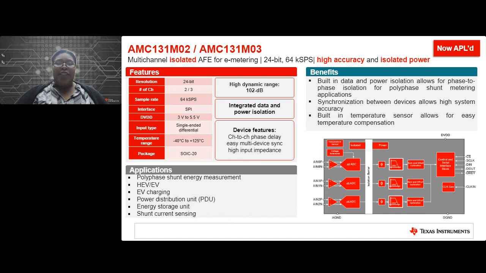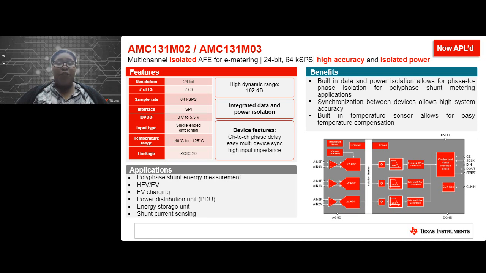So as we can see here, here is just a little bit of the description of the part to really highlight the benefits that you will be getting from using this device. So the biggest benefit here would be that data and power isolation, helping reduce costs traditionally seen in this architecture by taking care of a lot of that internally. So a lot of those isolation needs are integrated into this device.